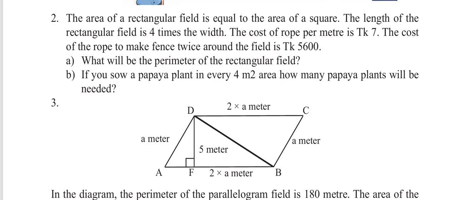The first question A is what will be the perimeter of the rectangular field? And the second question B is if you sow a papaya plant in every 4 square meter area, how many papaya plants will be needed?